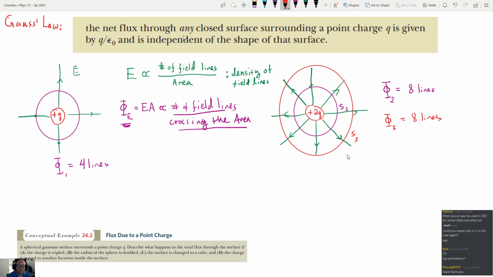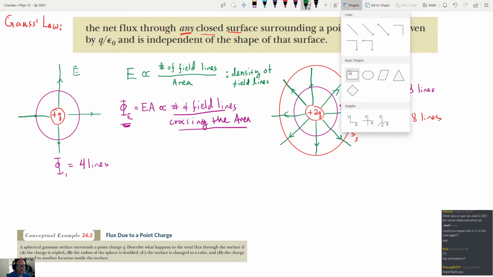Now that's where this portion comes in. The net flux through any closed surface surrounding a point charge Q is given by Q over epsilon naught. So any, right? We covered that now. It's any closed surface that actually surrounds the charge, right? Okay, we gotta do one more thing, actually, don't we? Sorry, there's one more thing we gotta do before we can keep going.